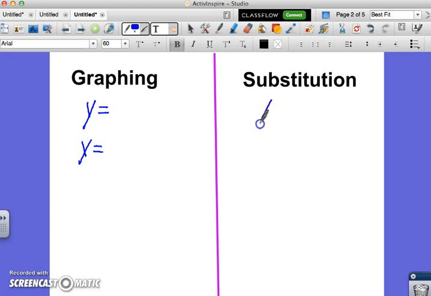Substitution, we had to have one where we had y equals or one was x equals, okay? So we were looking for that. That was kind of our determining when we would use substitution. We could use our graphing calculator if they were both in y equals. If one was y equals or one was x equals, we could use substitution. It was fairly fast. Well, tonight we're going to look at elimination.